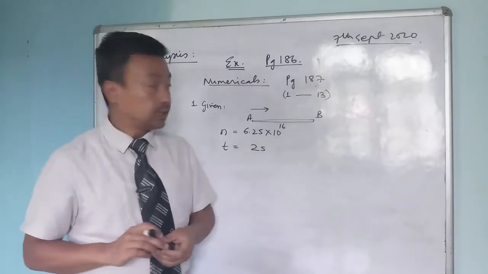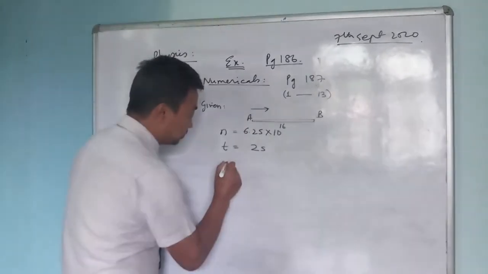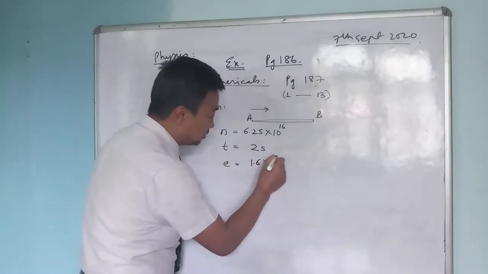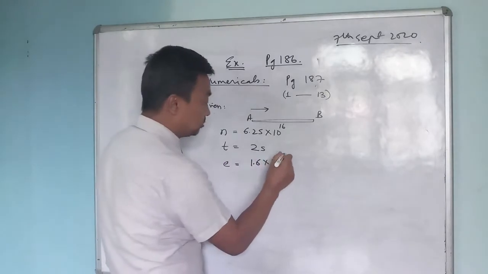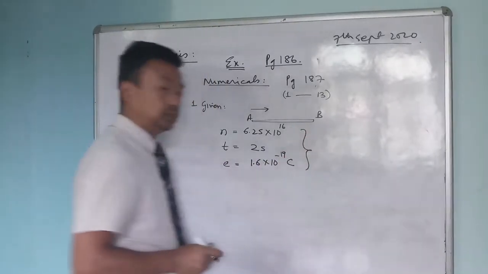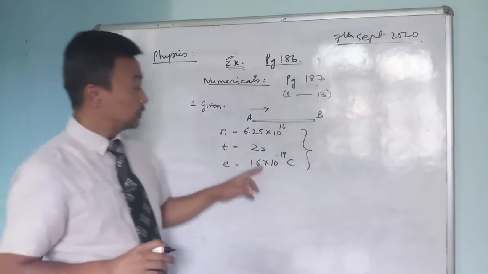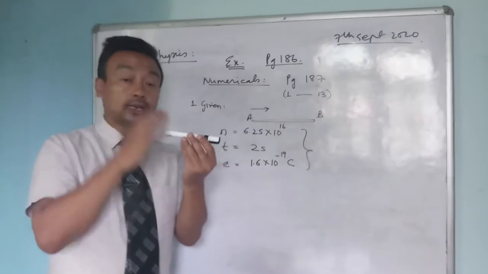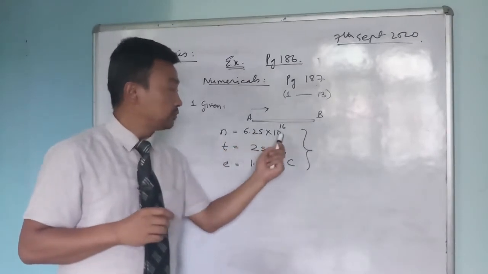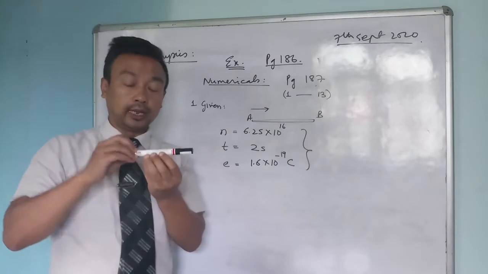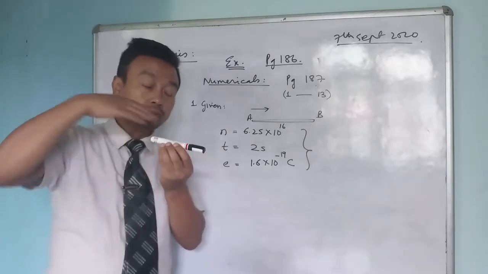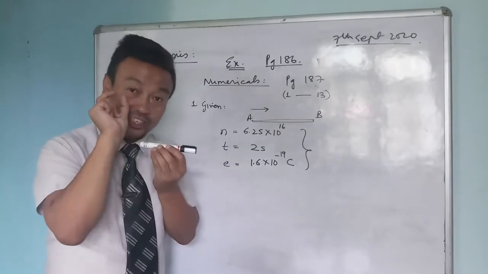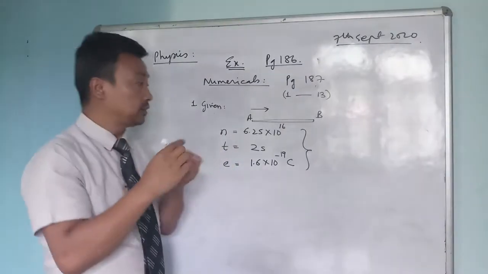And also it is given that the charge on each electron will be negative, but we will not write that because we have to find only the numerical. So these are the three data provided to you. There is a conductor. In this conductor, there are how many electrons? 6.25 into 10 to the power 16, no unit. And the electrons are flowing from A to B. How much time is it taking from here to here? 2 seconds. And what is the charge on each electron? This much. So you have to find the current.